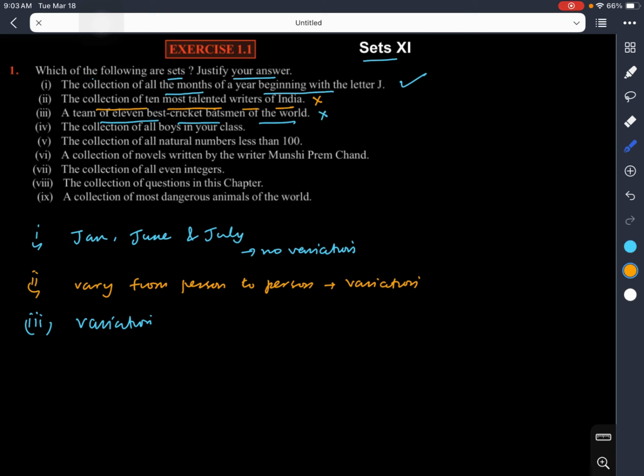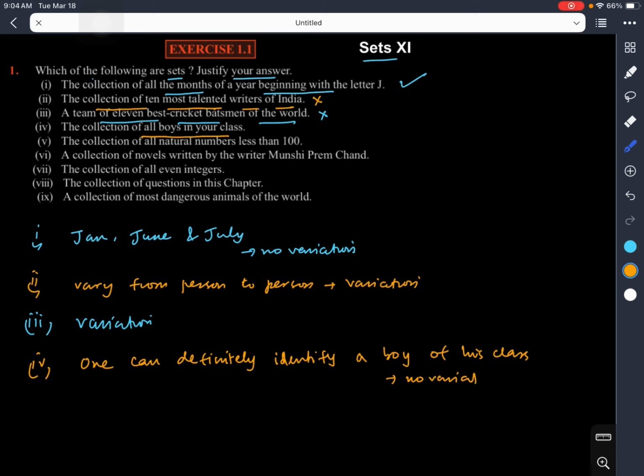Part number next, the team of 11 best cricket batsmen of the world. Here again we'll see variation from person to person. There's a variation because again this is choice based, and if there is variation, the given list does not form a set. Part number next, the collection of all the boys in your class. This is a set because one can definitely identify a boy of his class. So there is no variation. So this is a set.